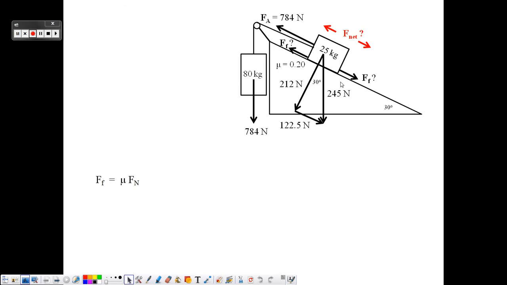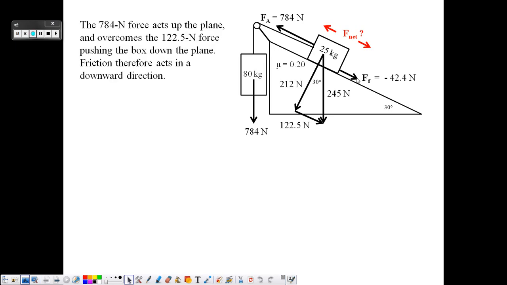Now, we can find the magnitude of the friction force to be 42.4 newtons, by mu times the normal force. And I know that the friction force is going to be acting down the plane. The reason I know that is because the applied force of 784 acts up the plane, force parallel acts down the plane, and 784 newtons wins. So this box is going to be pulled up the plane, and friction is going to oppose that. I also know that the net force is actually up the plane.